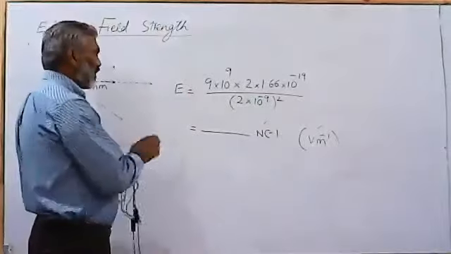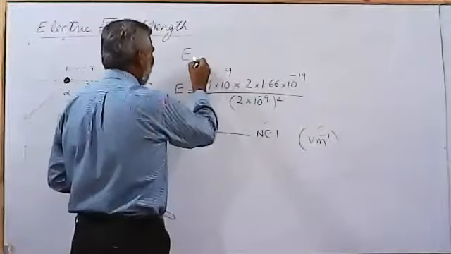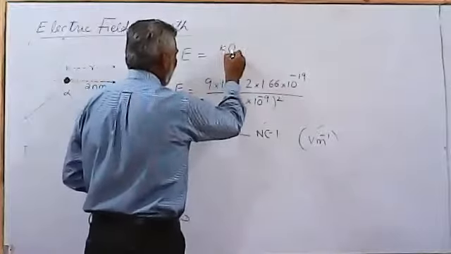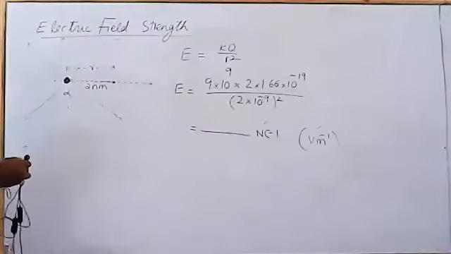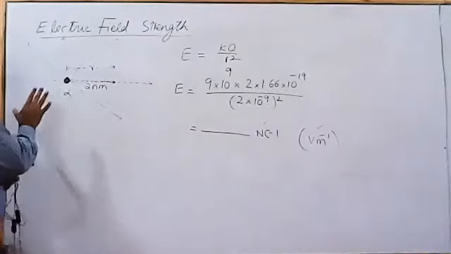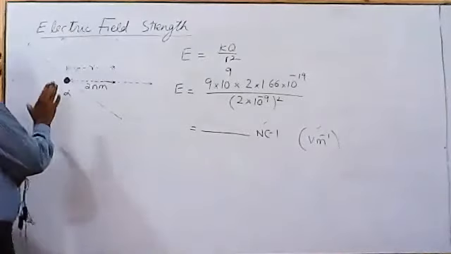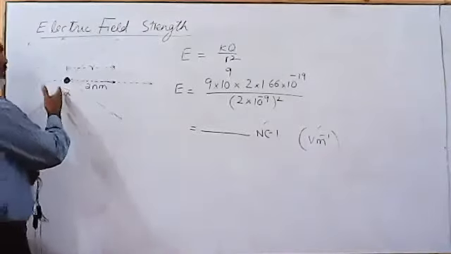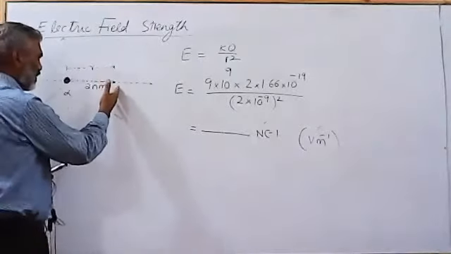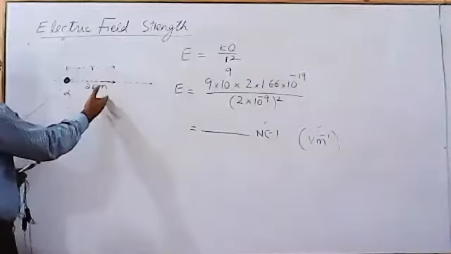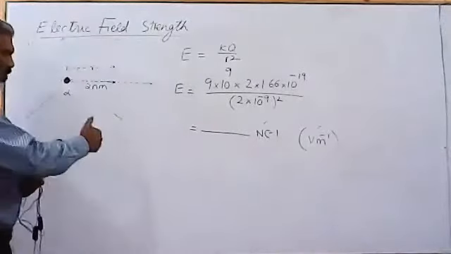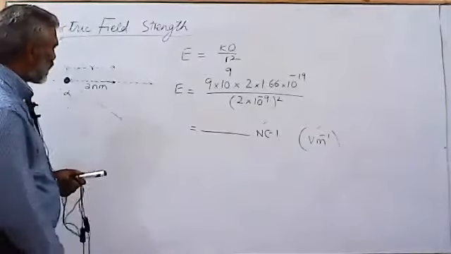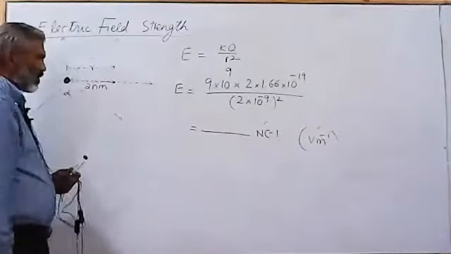So this is the formula. I write the formula again, KQ over R square, that we always use for this purpose, to calculate the electric field strength of any charge at a certain distance from it. So 2 nanometer could be 3 nanometer or 4 or 5. So obviously that value goes on decreasing as we go further away from it.